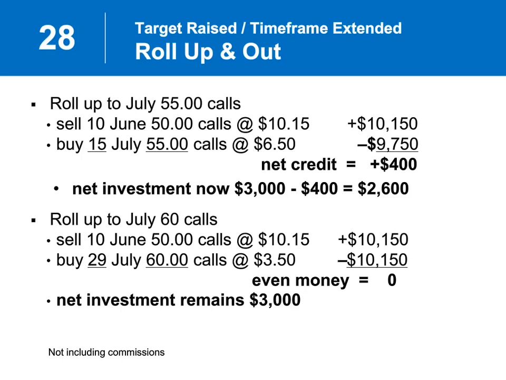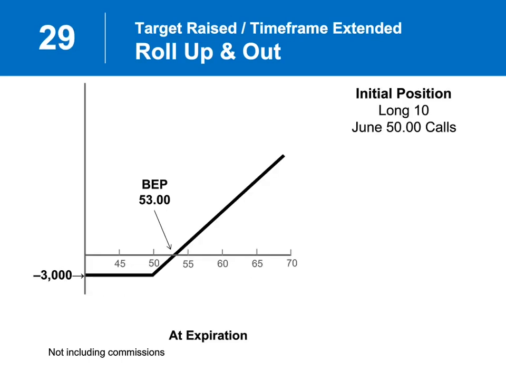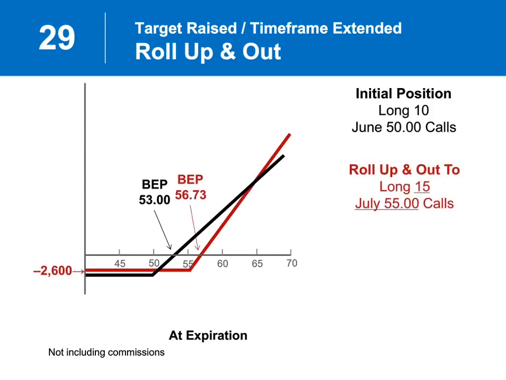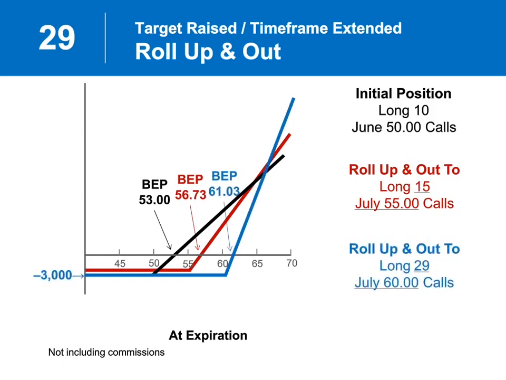So again, we started with a break-even point of 53. We roll from June out to the July 55s, 15 of them, and we have a new break-even point there, which again, we're going to go through some math very shortly to show you how we get these break-even points. And July 60, again, depending on how bullish, how much time premium you're willing to take on, here are a couple different roll choices for you.